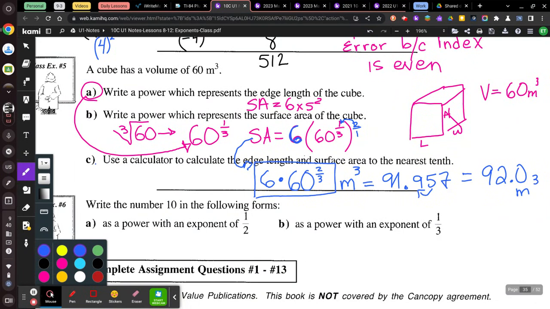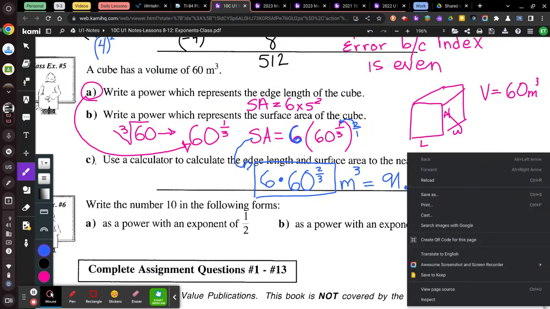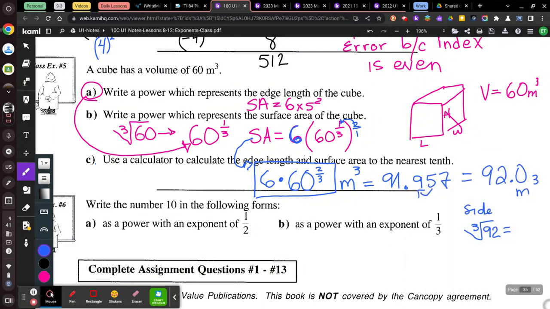Now, if it wants side length, what are you going to have to do? How do you find the side length of any cube? What is the opposite of cubing something? Cube root. Okay, you're very close. So to get the side length, I'm now going to, in my calculator, take cube root 92. And the side length in my calculator is going to give me 3.9. That's what it's going to round to.